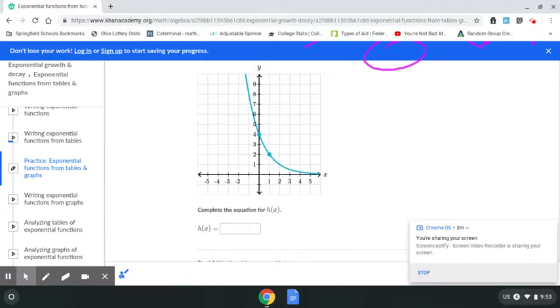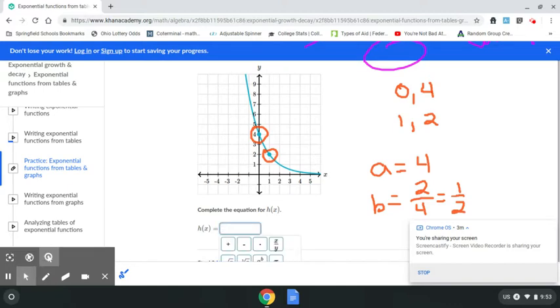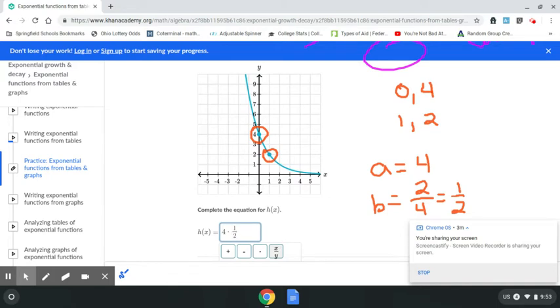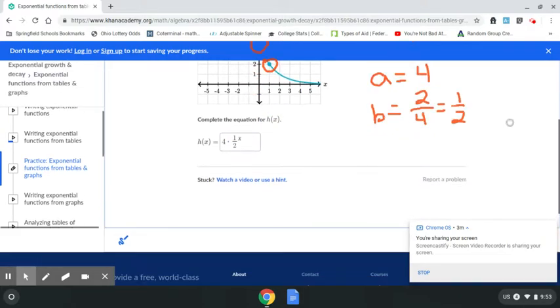Same idea here for the next one. Take a look at the 2 points that we've been given. The 2 points are 0, 4, and we got another point here at 1, 2. So for a, what is the value of f of x when x is 0? That's going to be 4. For b, I take my value at 1, which is 2. I divide it by the value at 0, which is 4. That simplifies to 1/2, or 0.5. I am ready to type things in. h of x equals initial value, which is 4, times my fraction, 1 over 2. I raise that to the x power, and I check it out.